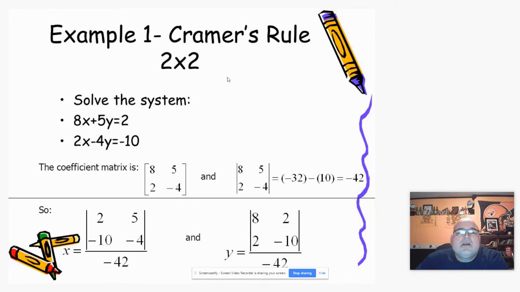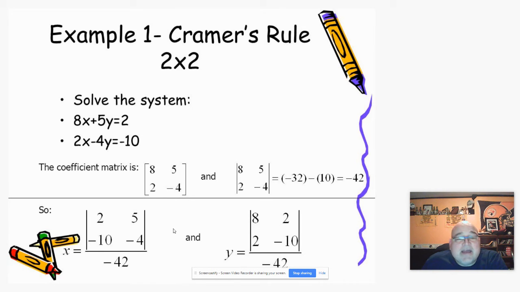Solve the system 8x plus 5y equals 2 and 2x minus 4y equals negative 10. So what we want to do first is find the coefficient matrix, the matrix with just the coefficients. So 8 and 5 become our first row, the coefficients of the top equation. 2, negative 4, the coefficients of the bottom equation. Again, notice the x's are in one column, the y's are in the other. So the determinant of that coefficient matrix: 8 times negative 4 is negative 32, 2 times 5 is 10, so the coefficient matrix determinant is negative 42.